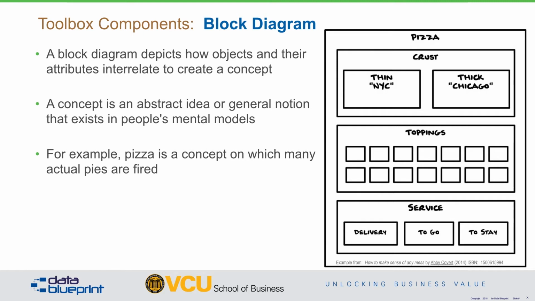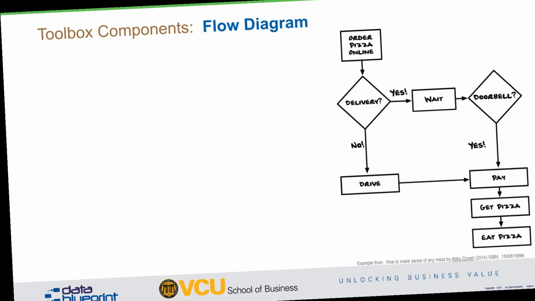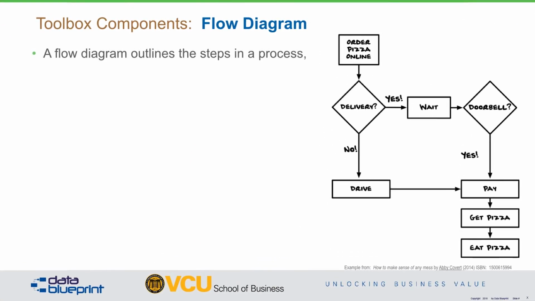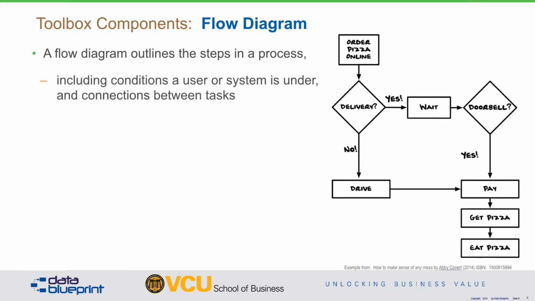And then there's the service of the pizza. Are we going to have it delivered? Are we going to set it for pickup to go? Or are we going to eat here in the restaurant? So again, a way of classifying the various components of the information. Here's a flow diagram. Flow diagram outlines the steps in a process, sometimes including conditions that are in there that allow us to go in and describe how the flow occurs.